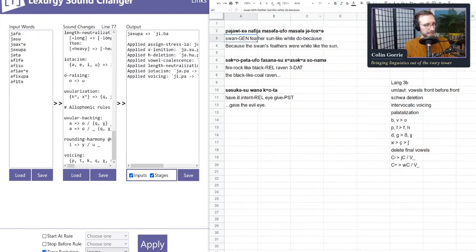We can say afi tohwe. Sorry, I said tohwe, it should be tohwe. Afi tohwe, and that just means because. And then this goes away. Actually, I think we still need that, yeah.